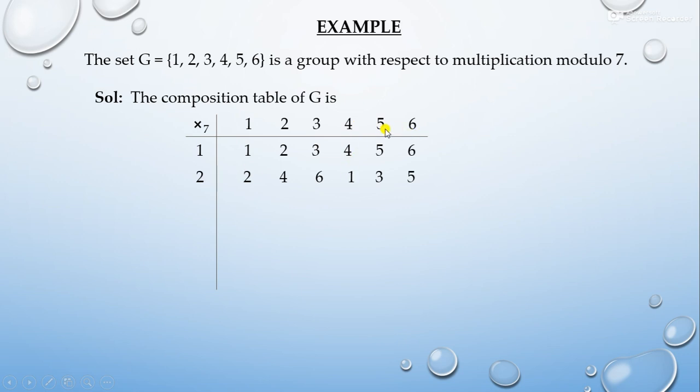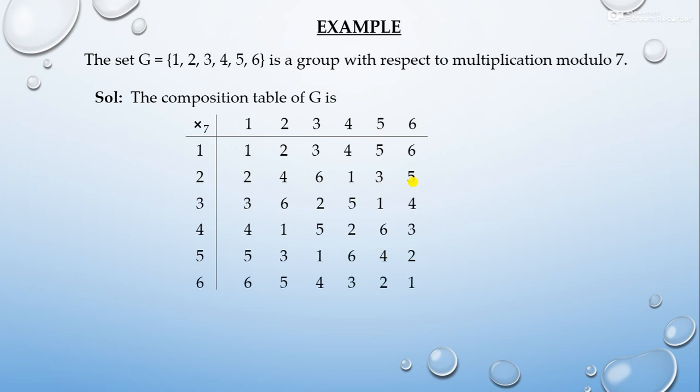Same here, 2 multiplied by 5 is 10, and 10 is greater than 7. So you have to divide 10 by 7, and your remainder term will be 3. So 2 multiplied by 5 will be 3. 2 multiplied by 6, the remainder term will be 5. Like that you have to make your composite table.